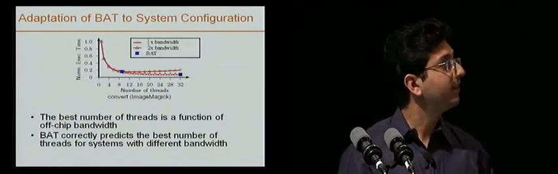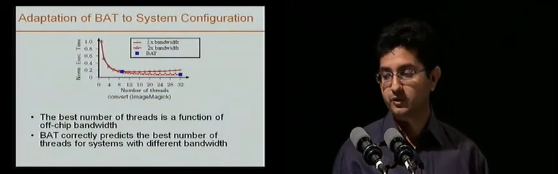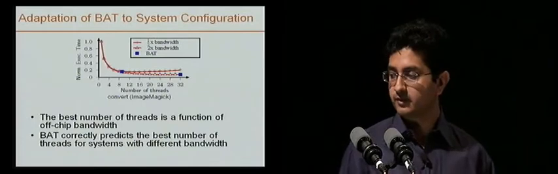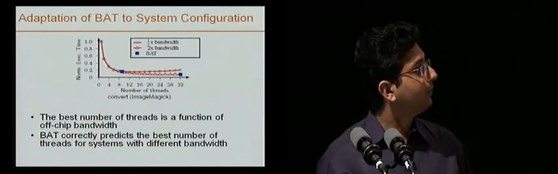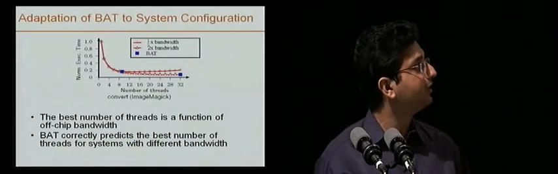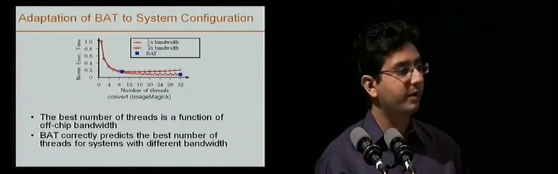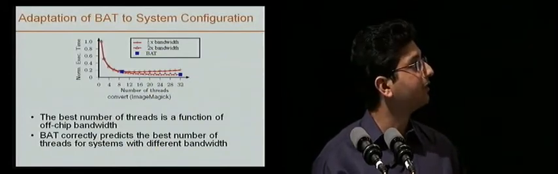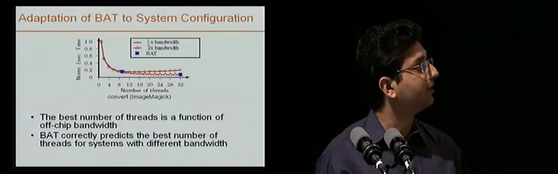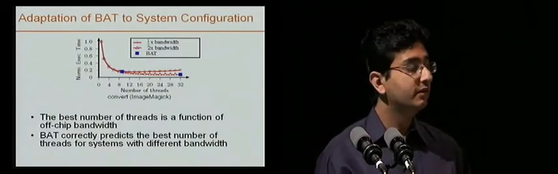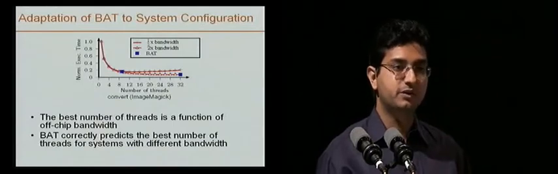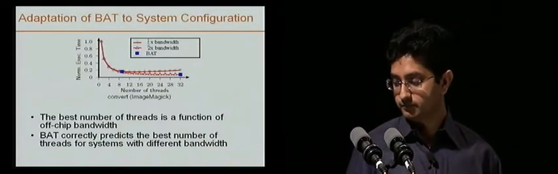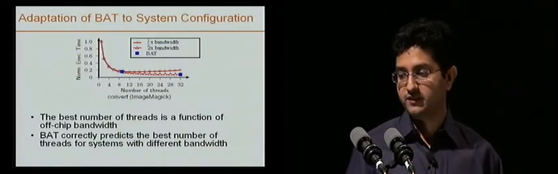We showed that BAT can predict the best number of threads for a particular system. BAT is also robust to changes in machine configuration. Here is an example from benchmark convert. We simulated it with half the bandwidth and 2x the bandwidth of the baseline. When the bandwidth is halved, the best number of threads for convert is 9, which is successfully predicted by BAT. And when the bandwidth was doubled, the performance did not saturate until 32 threads, which was also successfully predicted by BAT. Thus, BAT is robust to changes in the machine configuration.